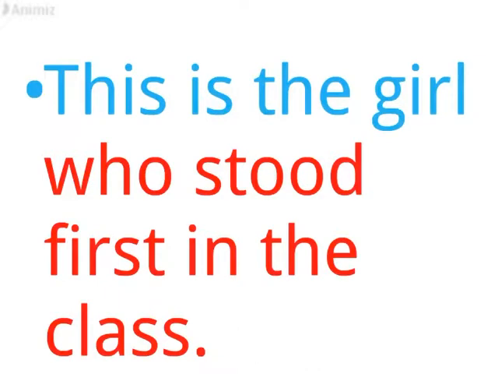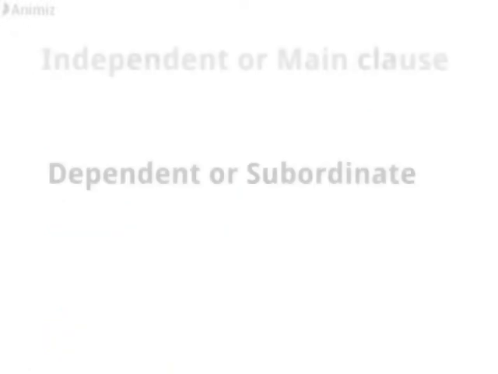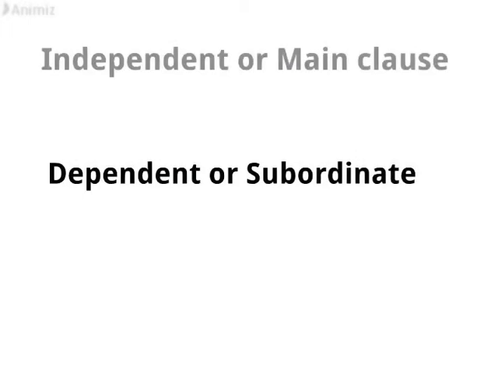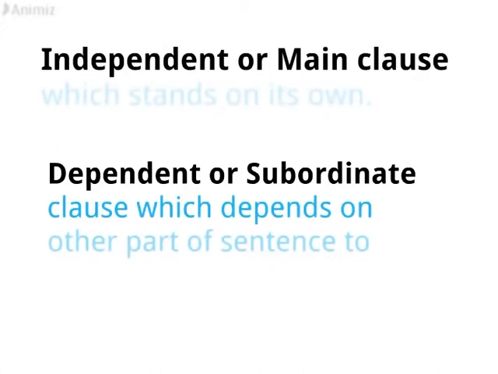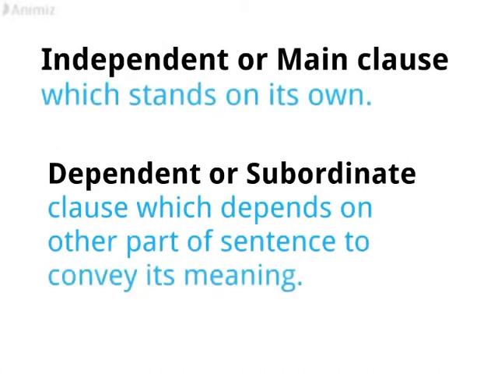Now there are two kinds of clauses: independent clause and subordinate clause or dependent clause. Independent clauses are in the blue. This is the girl who stood first in the class is a dependent clause. Independent or main clause or principal clause stands on its own. Dependent or subordinate clause depends on the other part of the sentence to convey its meaning.